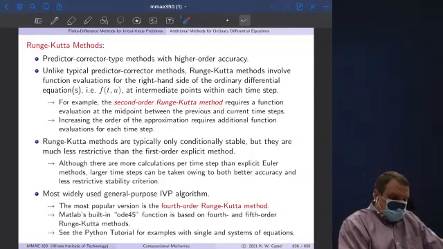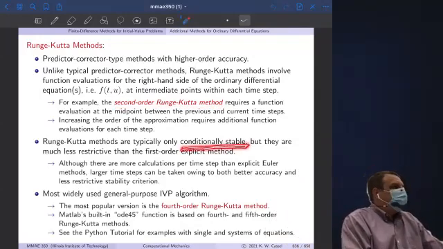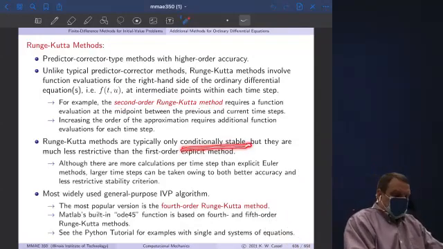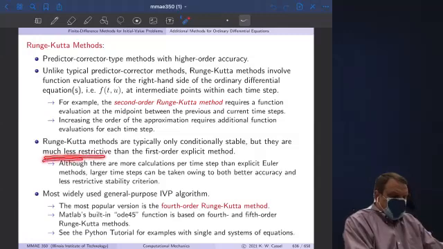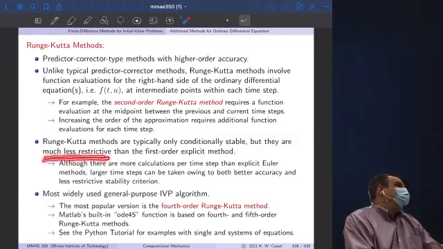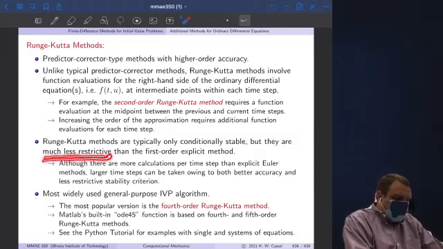They're typically still only conditionally stable, just like our explicit methods. However, they're not as unstable. In other words, the restrictions on the time step are typically much less restrictive than for explicit methods. So they're still conditionally stable, but they're not nearly as bad in terms of the time step requirements as in first order explicit methods.